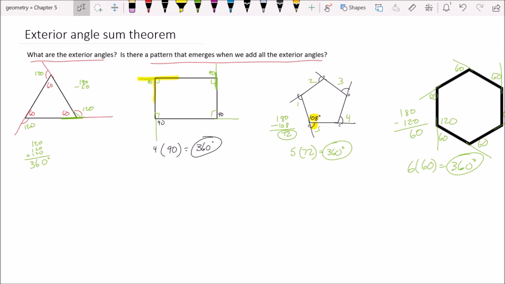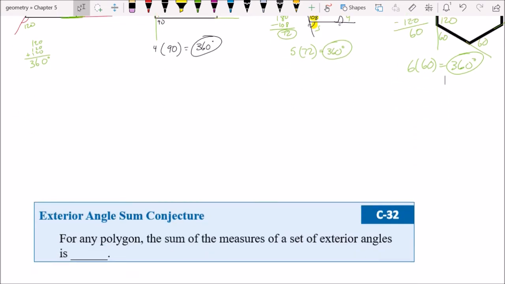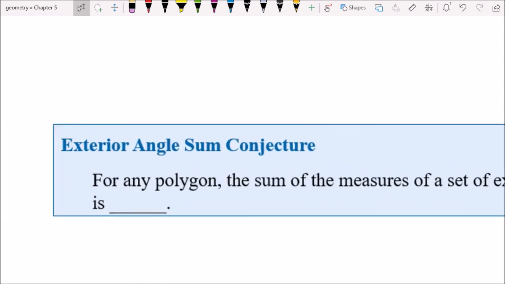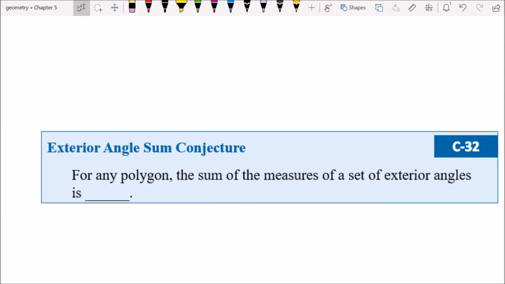Okay, that's something that actually does work. So let's formalize that now. This is our key concept of the day. Here it is, and it is the exterior angle sum conjecture. Technically a theorem, but this curriculum calls it a conjecture. Okay, and here it is.